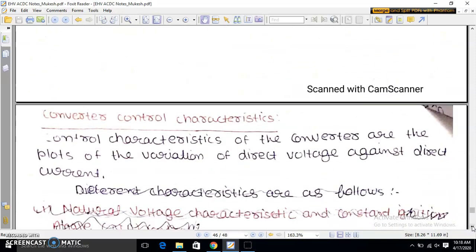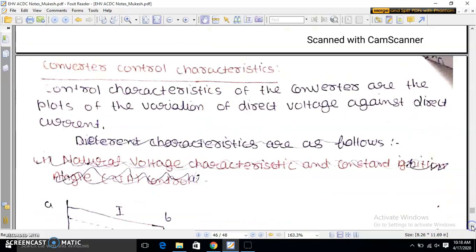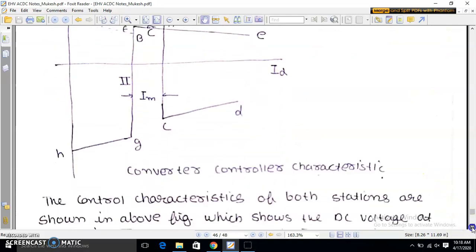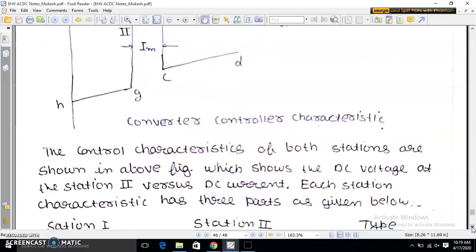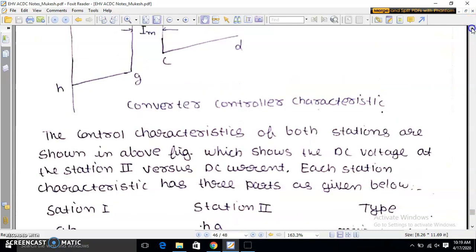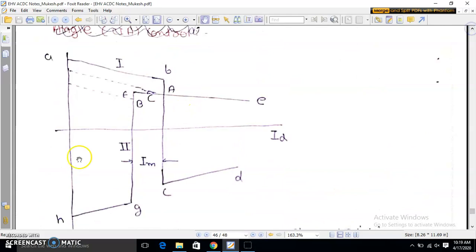Moving on to the converter control characteristics. The control characteristics of the converter are the plots of the variation of direct voltage against direct current. So these are the characteristics. The control characteristics of both stations are shown in the above figure, which shows DC voltage versus DC current. This is for station 2 and this is for station 1.